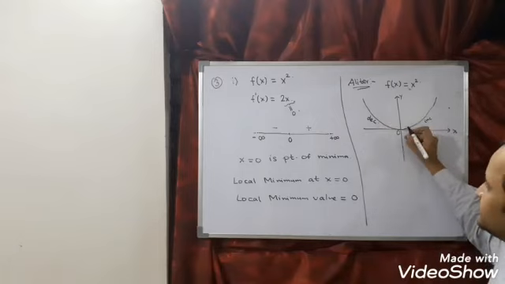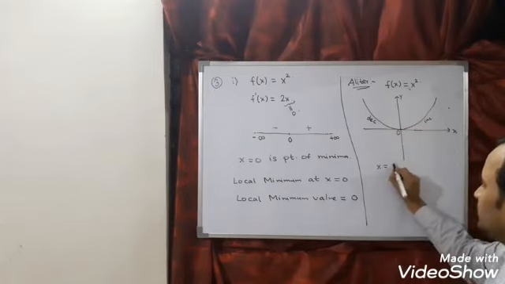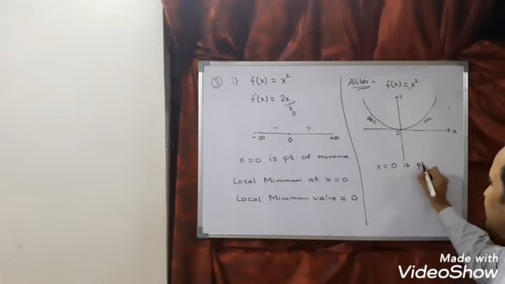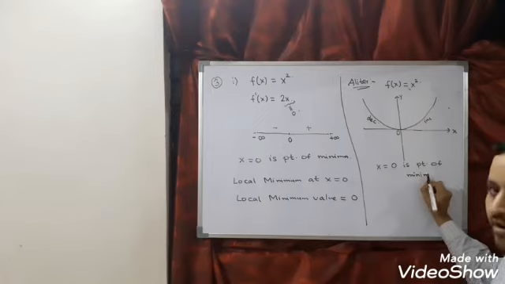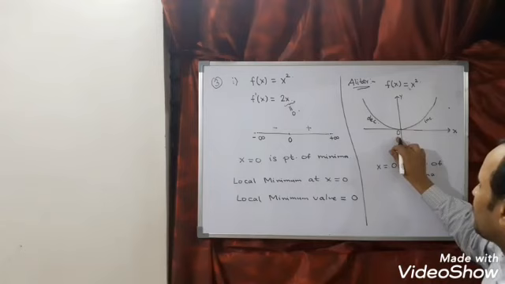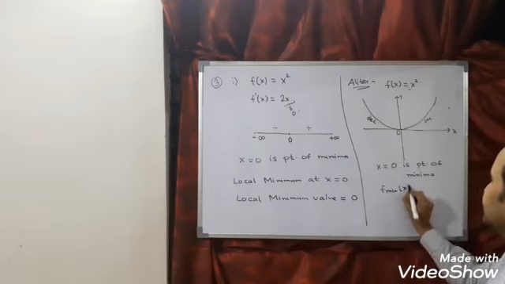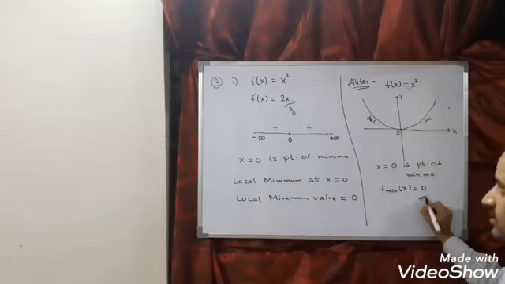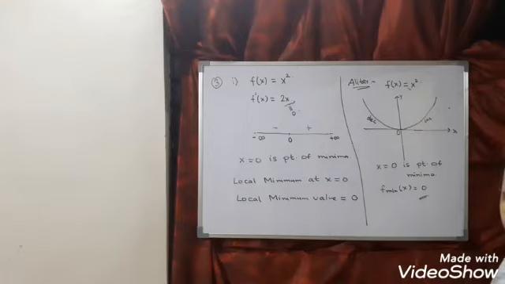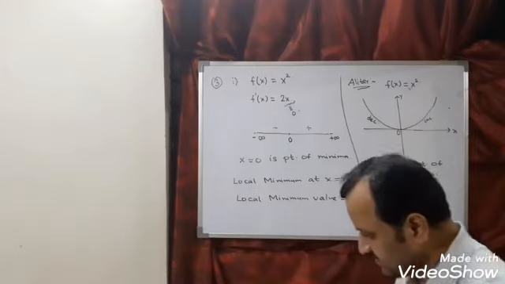So x is equal to 0 is what point? I can say x is equal to 0 is the point of minima. Last class I told you the points to remember. Put this point in the function value. So the minimum value of the function is equal to 0. This way also we can find the minimum value and maximum value of the given function. Let us see one more question. This is part number 2.